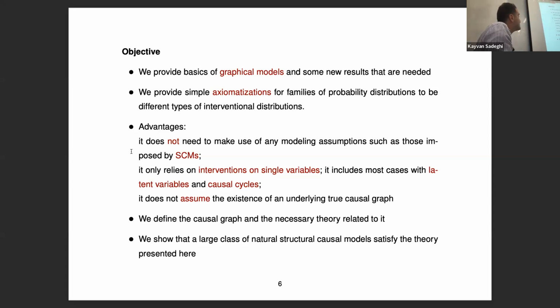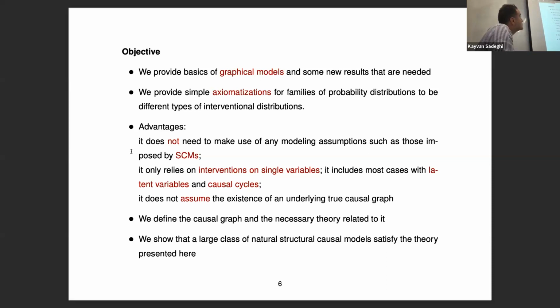So what are the advantages of the setting I'm proposing? It has several advantages. One is that it does not make any use of modeling assumptions like SCMs or anything. The interventions are only on single variables, so you don't need joint interventions or concurrent interventions that you need in the SCM setting. It is quite general, so it allows for these latent variables that I showed, but also causal cycles. So you can have directed cycles in your graphs. And this was actually the sort of original motivation we had when we started this research.